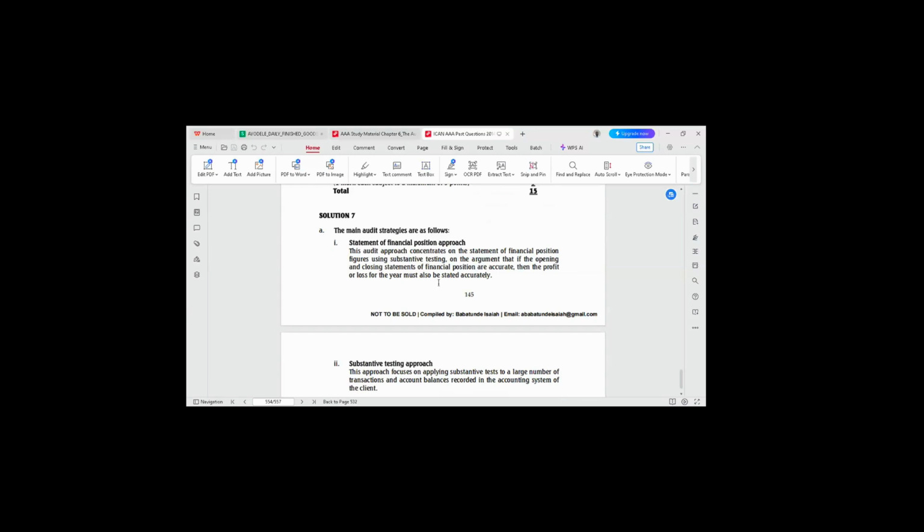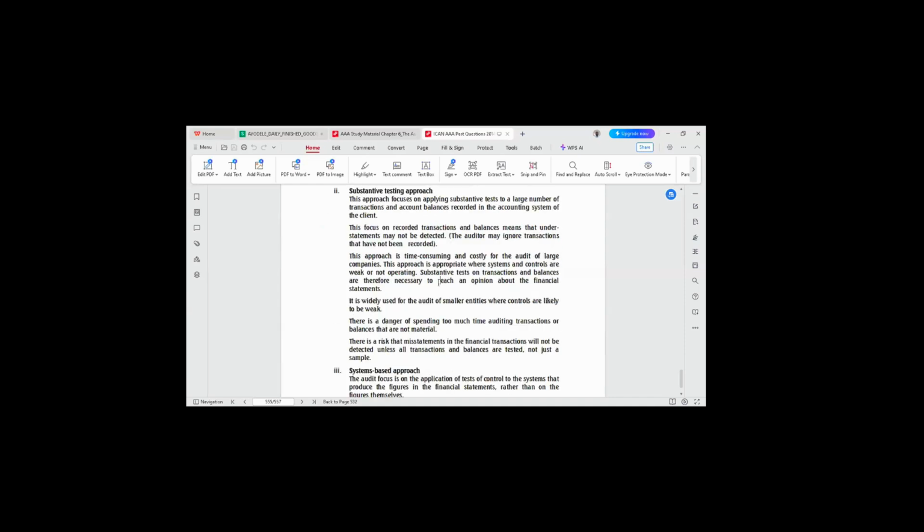You know, I said that there is some information contained in both the statement of profit or loss and the statement of financial position that is related. Secondly, we have the second approach, the substantive testing audit approach. This approach focuses on applying substantive testing on a large number of transactions and account balances according to the accounting system of the client.